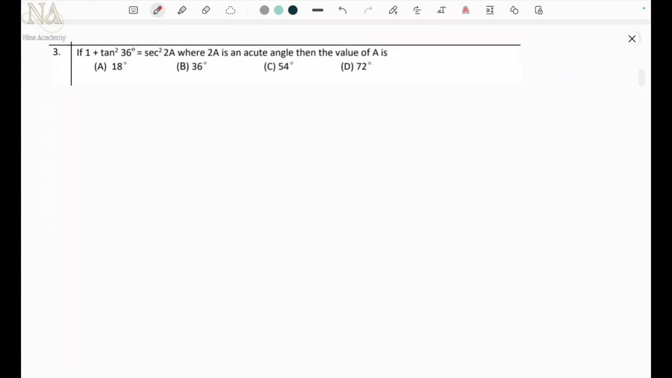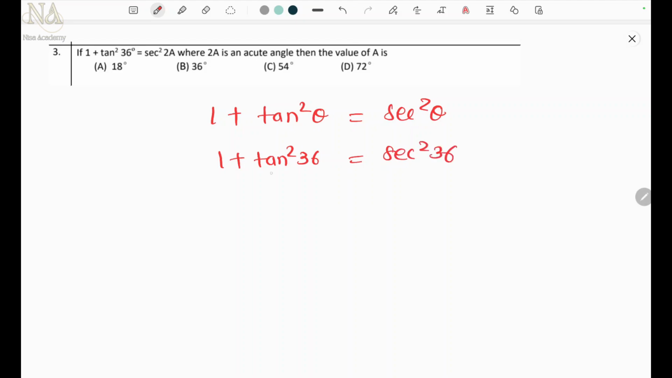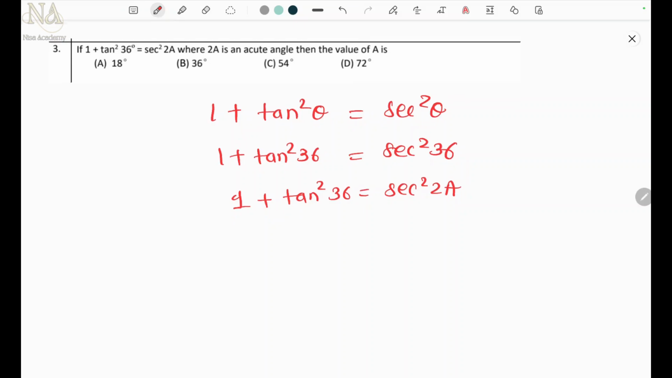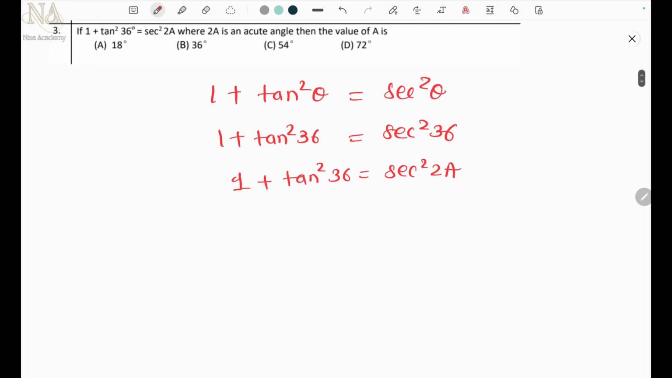The third problem. If 1 plus tan square 3A is equal to secant square 2A, where 2A is an acute angle, then the value of A is. Now, we know the identity 1 plus tan square theta is equal to secant square theta. So can I write 1 plus tan square 3A equal to secant square 3A? I will write the equation which is given to me: 1 plus tan square 3A is equal to secant square 2A. I will substitute the value of 1 plus tan square 3A over here. So secant square 3A equal to secant square 2A.